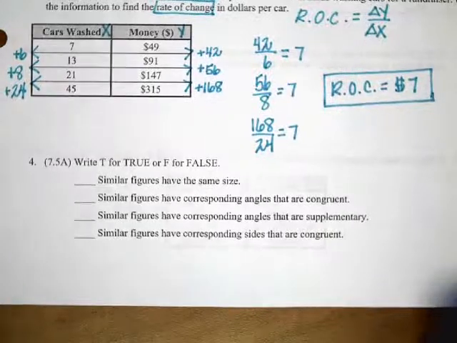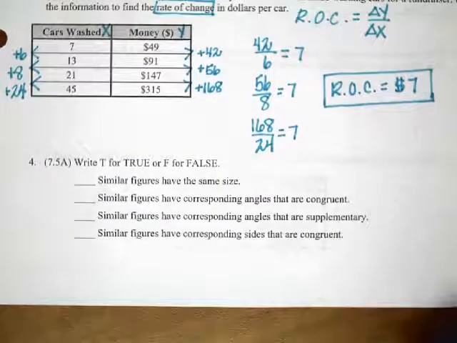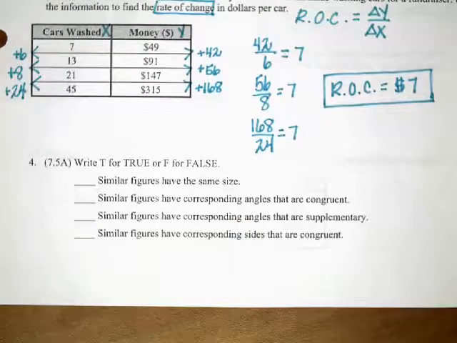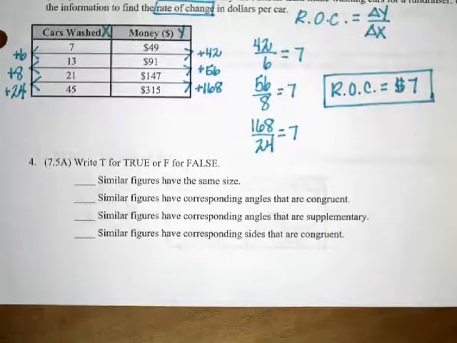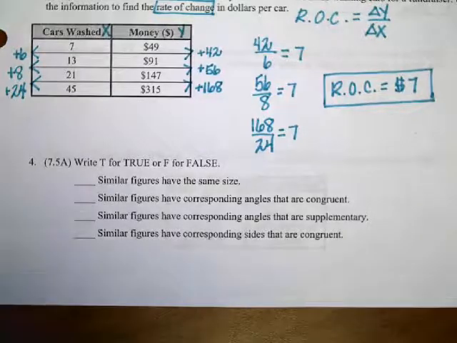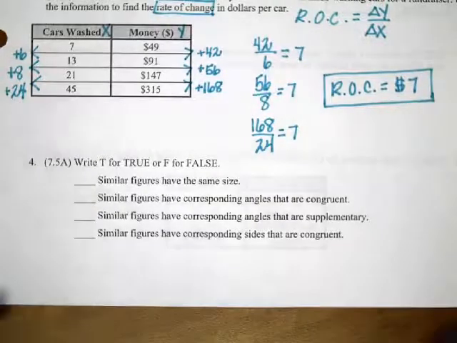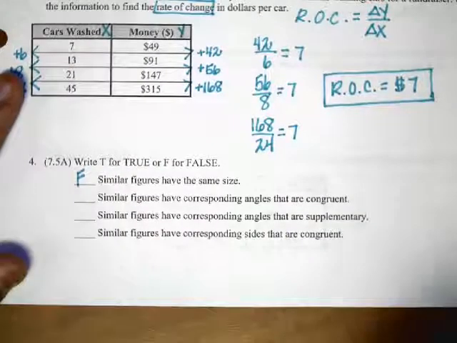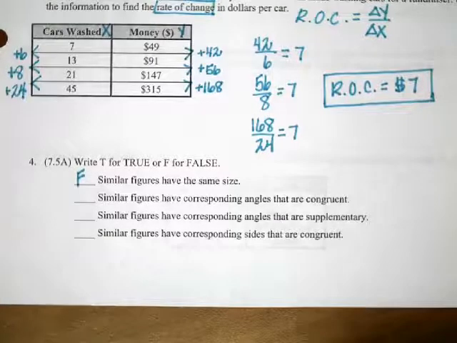Question 4. Write T for true or F for false. Using your notes from pages 51 and 52, we wrote the characteristics of what is considered similar figures. So by using those notes, you'll be able to determine whether these are true or false. Similar figures have the same size. This is false. Similar figures do not have to be the same size, but they have to be the same shape.